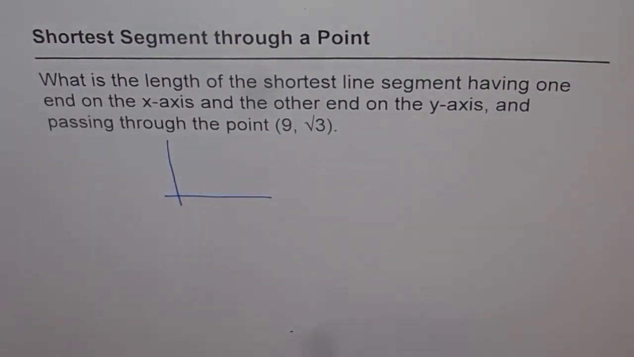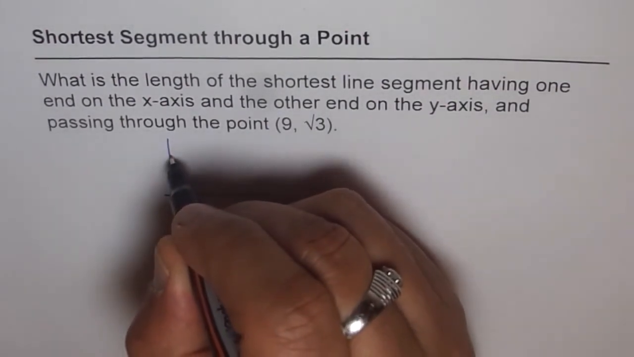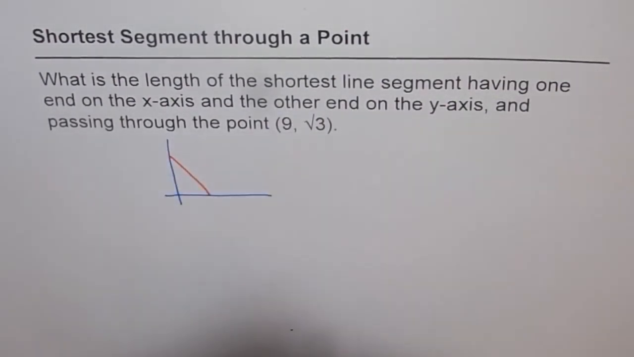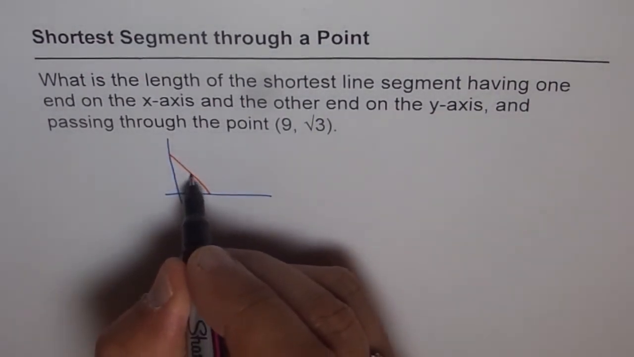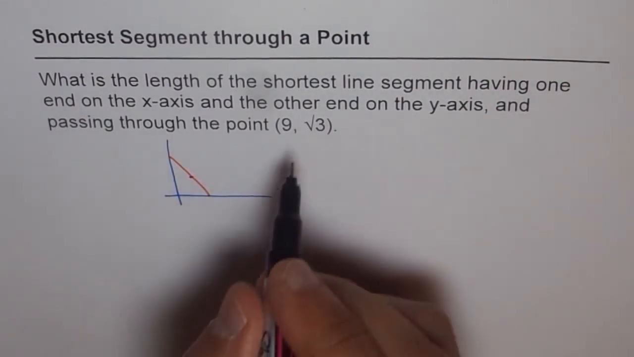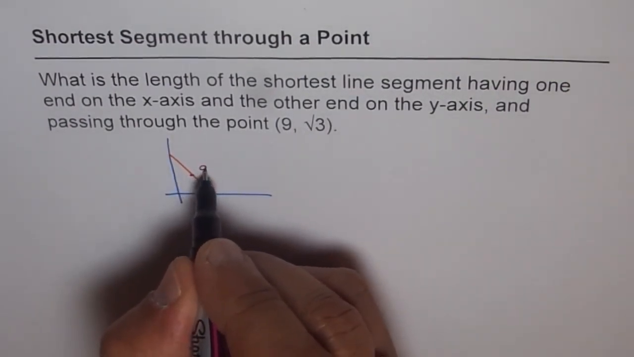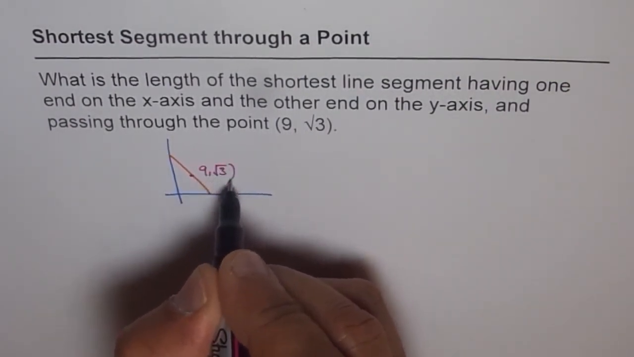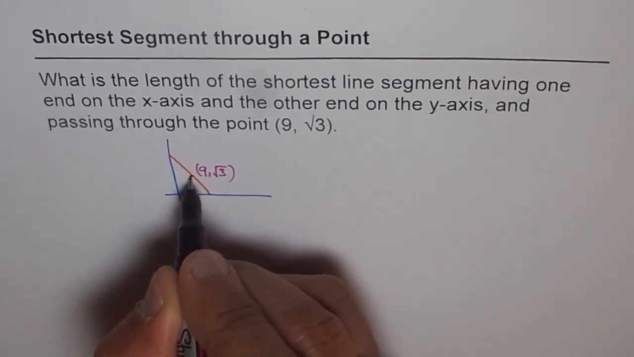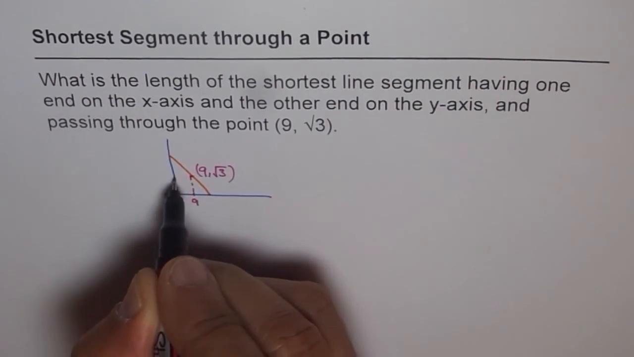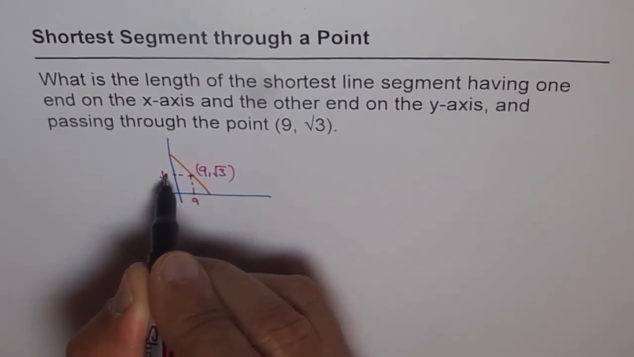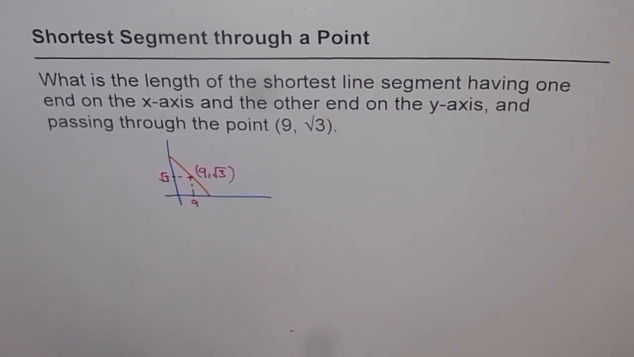So let's say this is our coordinate system and that's the shortest line segment we're talking about. And here let's consider that we have a point which is (9, √3). So if I drop a perpendicular from here, it is 9 units from 0, and √3 is the vertical, correct? That is what it is.